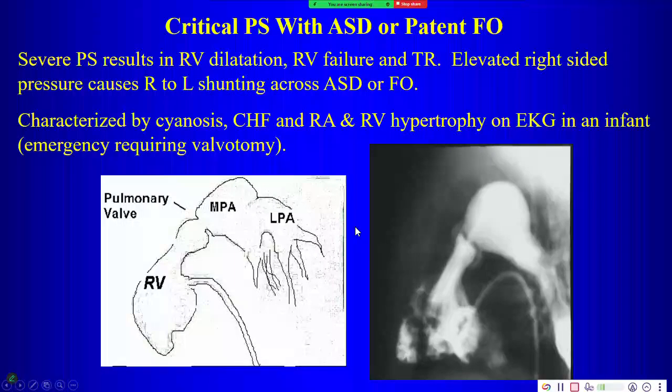Now, a few other miscellaneous abnormalities to talk about. Critical pulmonic stenosis.